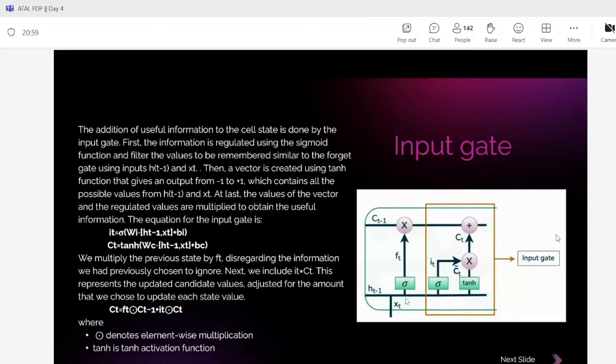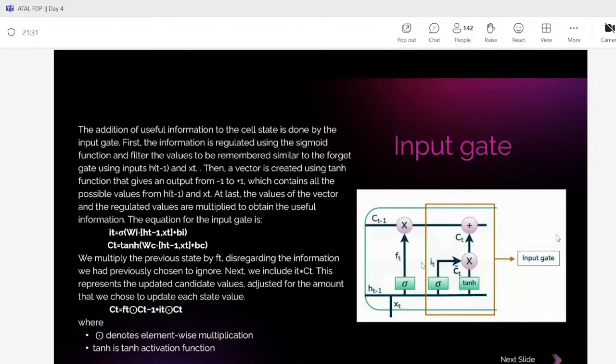It always gives the output from -1 to +1, which contains all the possible values from h of t minus 1 and xt. At last, the values of the vector and the regulated values are multiplied to obtain the useful information. Okay, the equations are as follows: it is sigma of Wi of h of t minus 1 comma xt plus bi, and the Ct is tanh of Wc of h of t minus 1 comma xt plus bc.